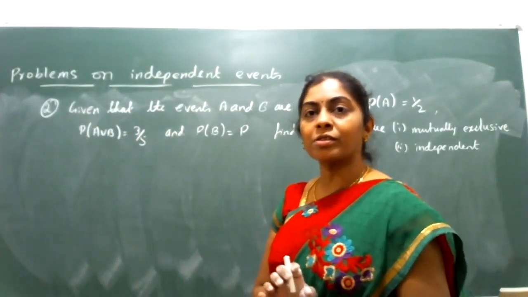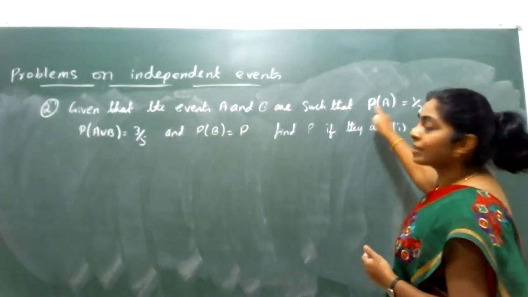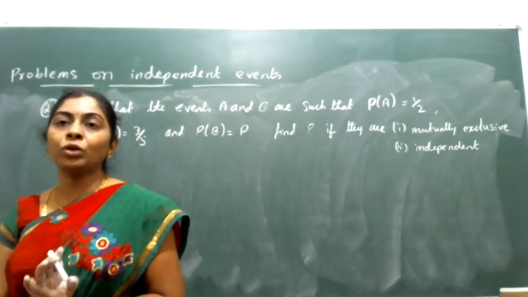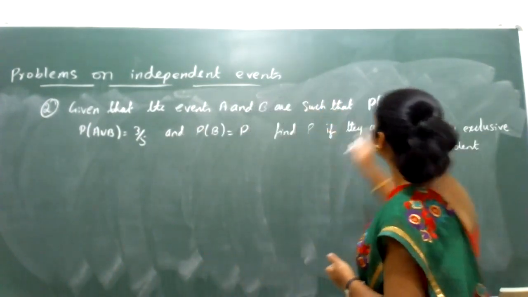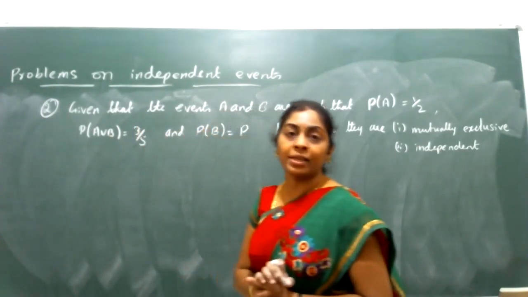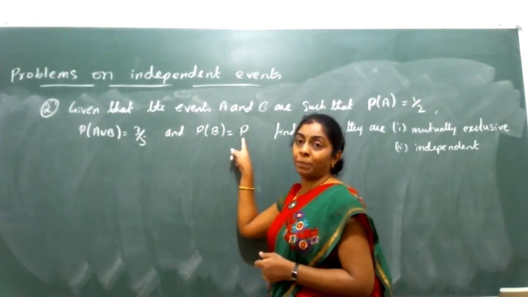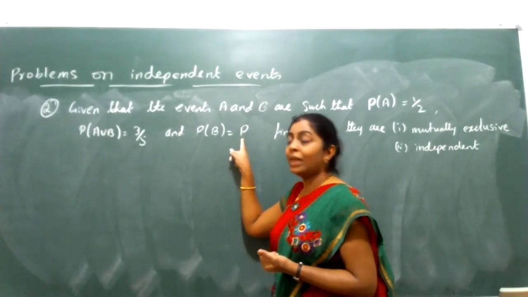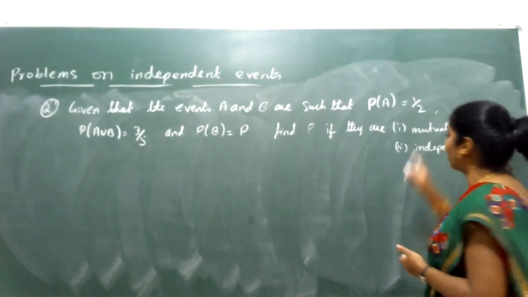The next problem. What is given is that the events A and B are such that P of A is equal to half. There are two events A and B and the probabilities of them are found. P of A is equal to half and P of A union B is 3 by 5. And the probability of B is given as an unknown P. That is an unknown K, or what you have to find. Here it is mentioned as P. Find the value of P if two conditions are given.